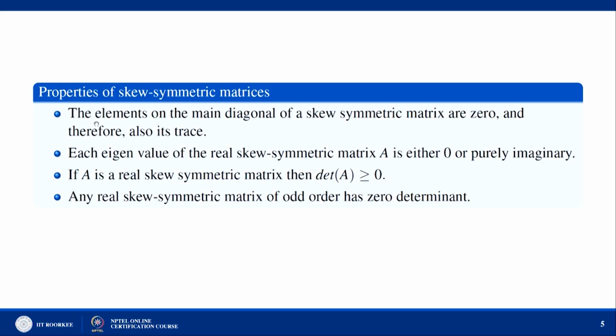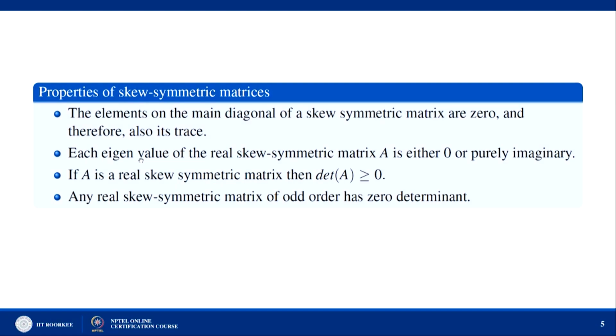The next property is that the elements of the main diagonal of a skew symmetric matrix are 0, and therefore, its trace is also 0. This is very easy to show. If a matrix is skew symmetric, then the diagonal elements A11, A22, A33 and so on will be equal to minus of themselves, because A transpose equal to minus A, for all i, and this implies A_ii equal to 0 for all i. This means diagonal elements of a skew symmetric matrix are all 0, and hence the trace is also 0, because trace is nothing but the sum of diagonal elements.